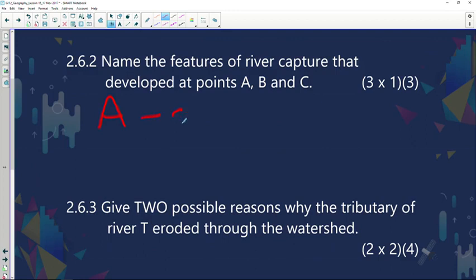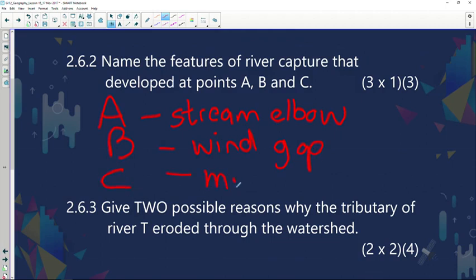A, stream elbow. B is the wind gap. And C is the misfit stream.